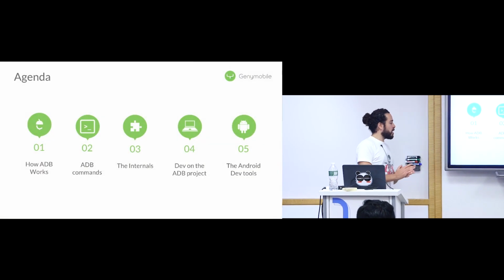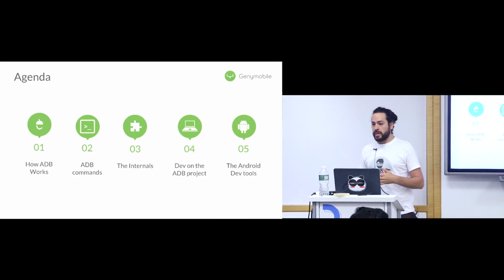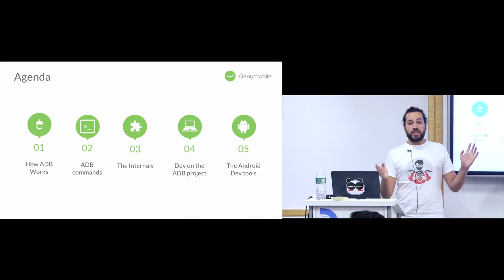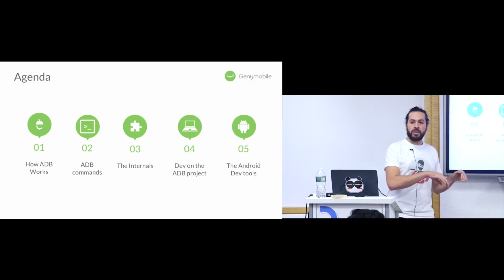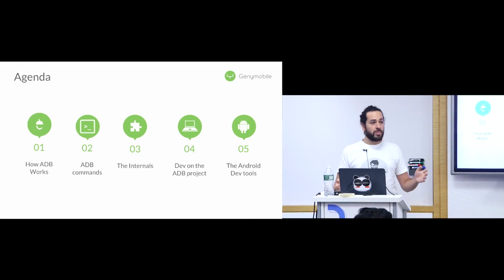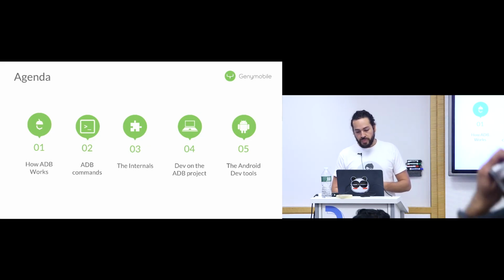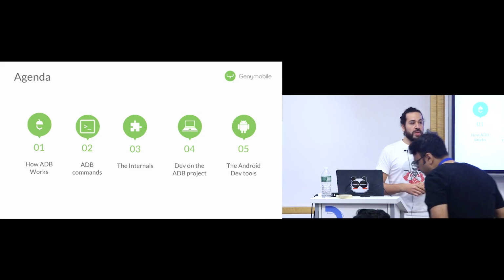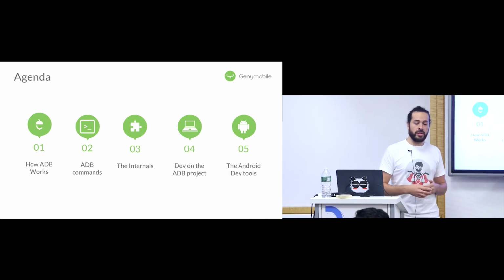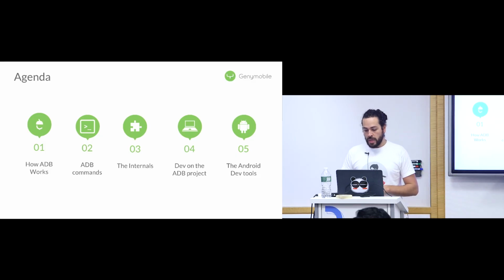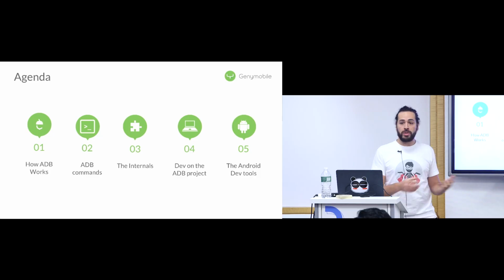So the program of today: we'll start with a big picture of ADB, how it works. Then we will talk about a few ADB commands, maybe some that you haven't heard about already, but the idea is also to see what they are doing from inside. Then we'll talk about the internals of ADB, what protocols are used inside. The fourth part is if you want to start developing on ADB, to just grab the source code and understand it a little bit. And in the last part, we will focus on the Android dev tools and how they are using ADB.